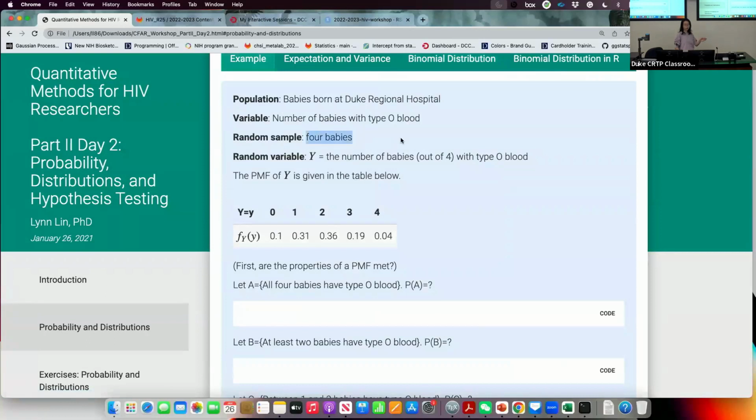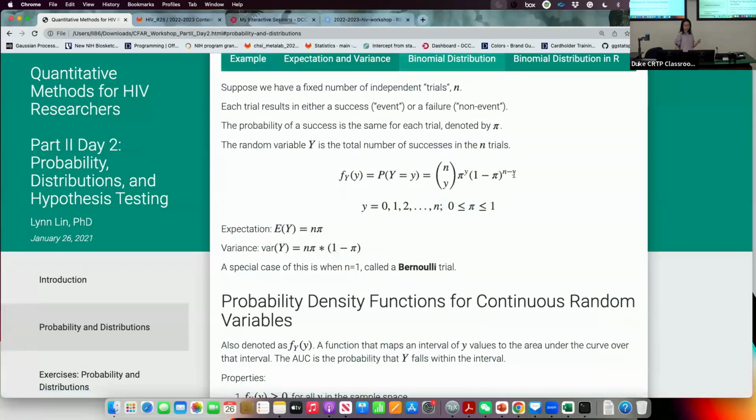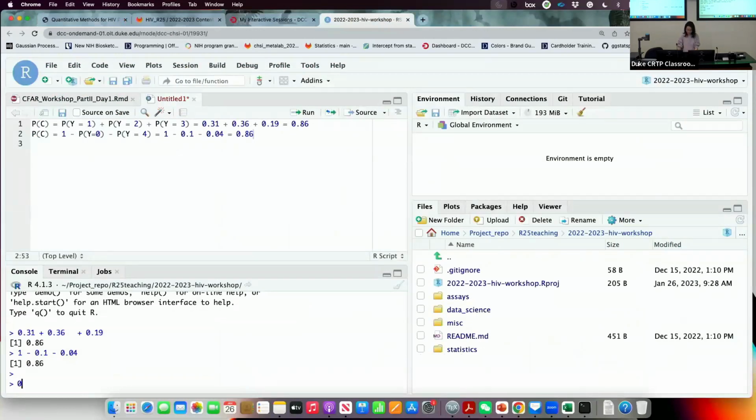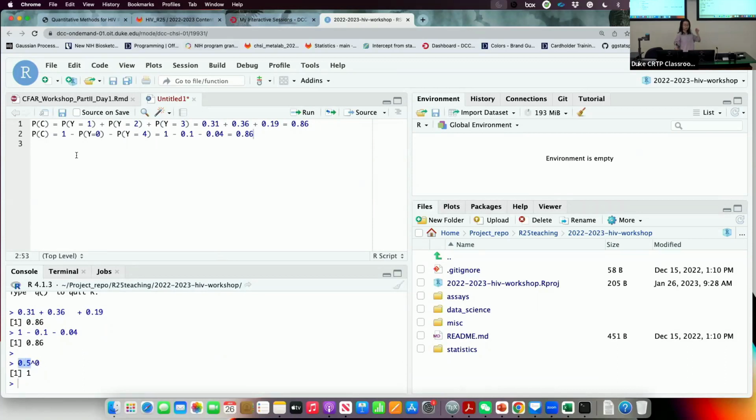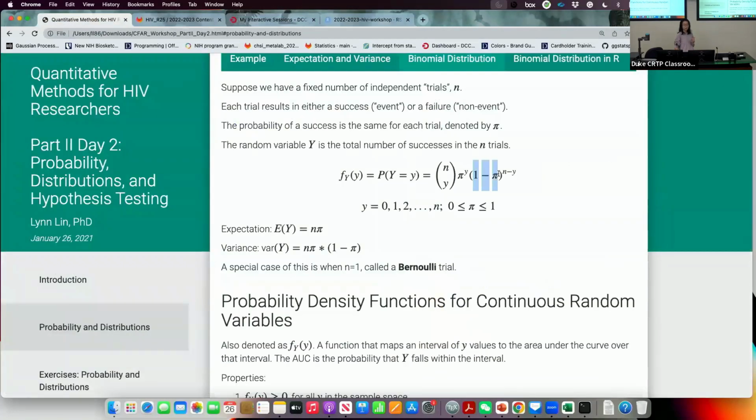Suppose we have 4 babies, and if y equals 0, this means that none of the babies will have that particular blood type, right? And then how do we calculate that probability? Going back to this formula, if y equals 0, that means none of the babies will have a success. So if you look at pi to the power of 0, what's the value? 1, right? For example, 0.5 to the power of 0 is just 1. Because this is a probability, any value to the power of 0 is 1. And what's left? What's 1 minus pi?